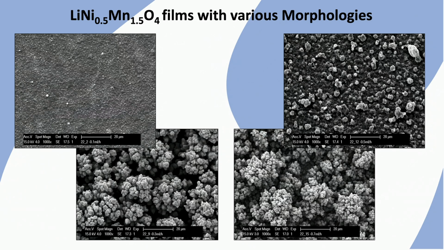It is also possible to obtain various morphologies of lithium nickel manganese oxide by changing the deposition parameters, which is out of the scope of this MOOC. But it allows us to show the strengths of scanning electron microscopy to analyze surface morphology of matter. The various layers shown here range from smooth to very porous, say cauliflower-like structures deposited on silicon wafers.